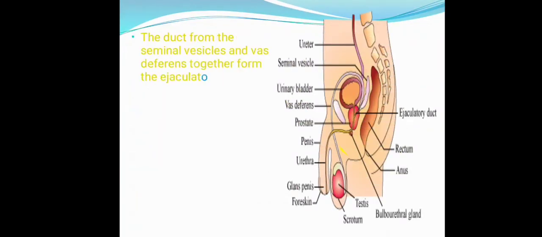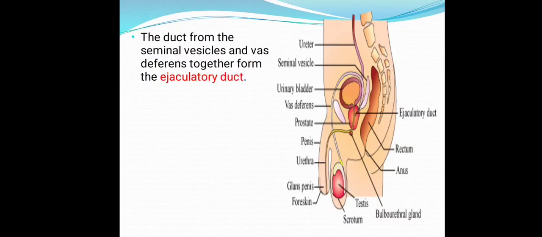Here you can see the vas deferens, which will join the duct of the seminal vesicle. This is the seminal vesicle; these are present in pairs, and here is one at the other end. The duct from the seminal vesicles and the vas deferens fuse and form a duct called the ejaculatory duct.